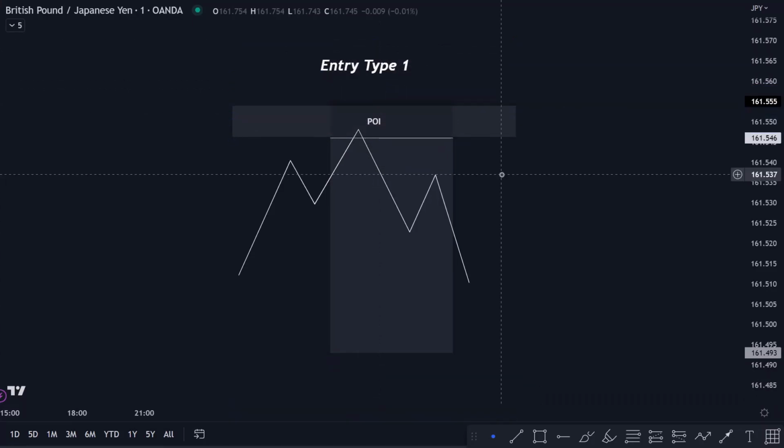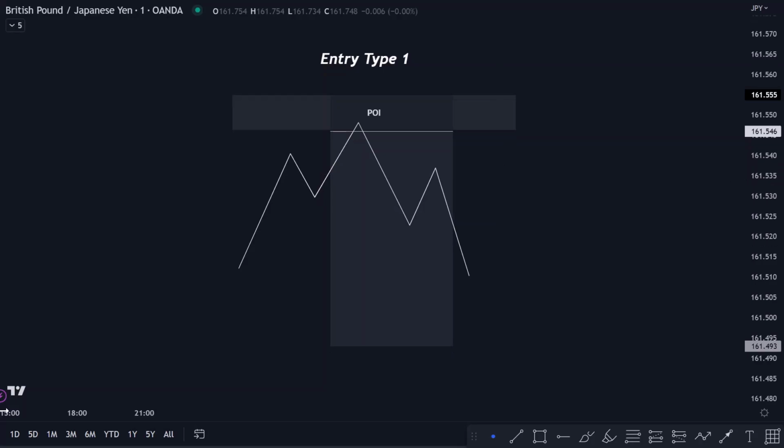Another con is that the win rate is much less, as you are not waiting for a confirmation, and lots of the POIs that you will mark would not be valid and will not hold the price.